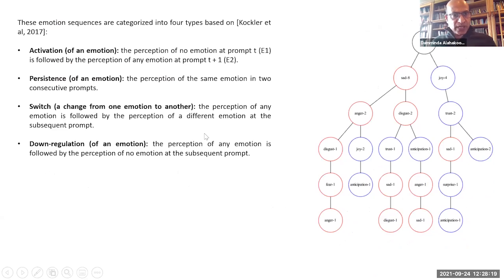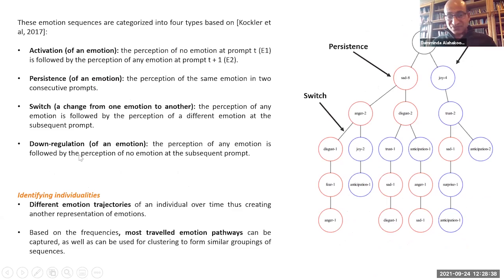And we have actually tied these two emotion sequence theories. So, for example, you have the start of the activation, which is the beginning of emotion expression, the ongoing emotion persistence, switching, which is the move of changing of emotion, and then the ending of a particular emotion expression. So we have worked in projects where we've used this to identify different emotion trajectories, and then via frequencies, the most traveled emotion pathways and so on.